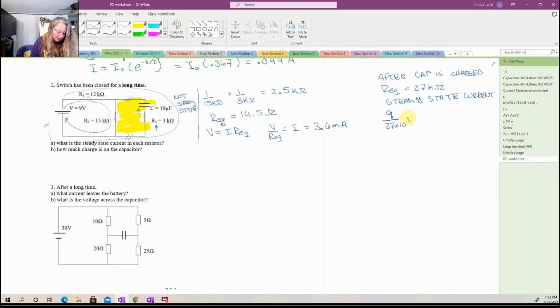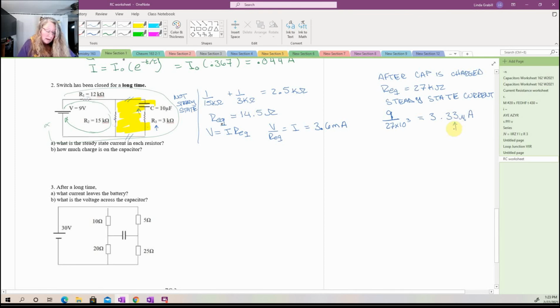Just one second, I want to double check that. There we go. 3.33 microamps, so 10 to the negative 6. I want to double check this one. I feel like 9 divided by 2.5 times 10 to the third. Okay, no, that's correct. So not as much. The amperage has definitely decreased. It's just a trickle, but it's still there, right?